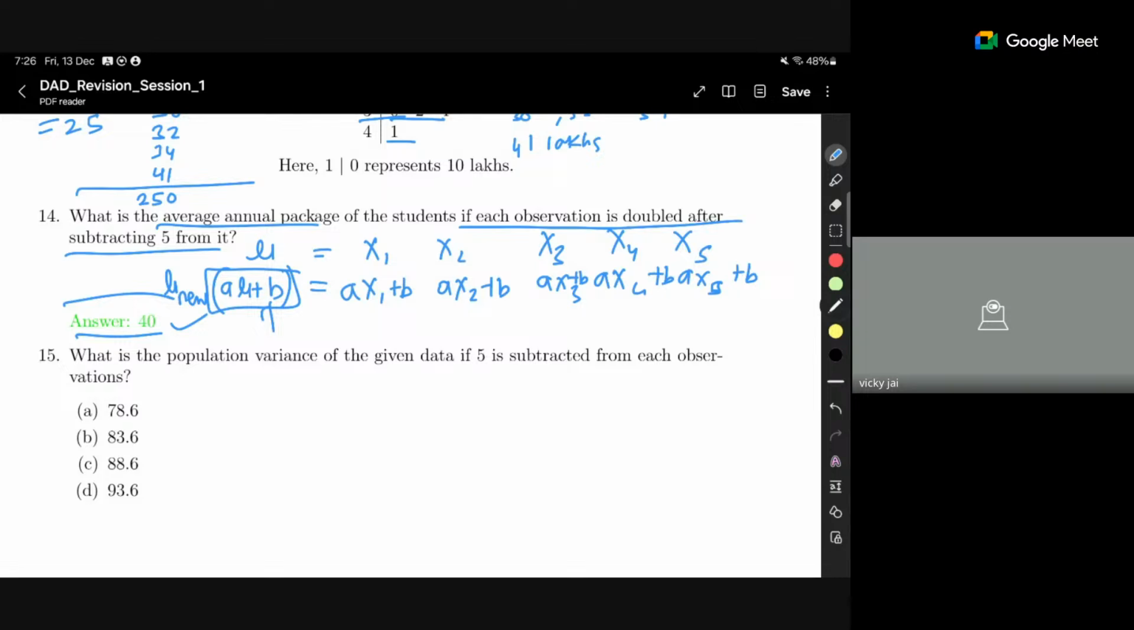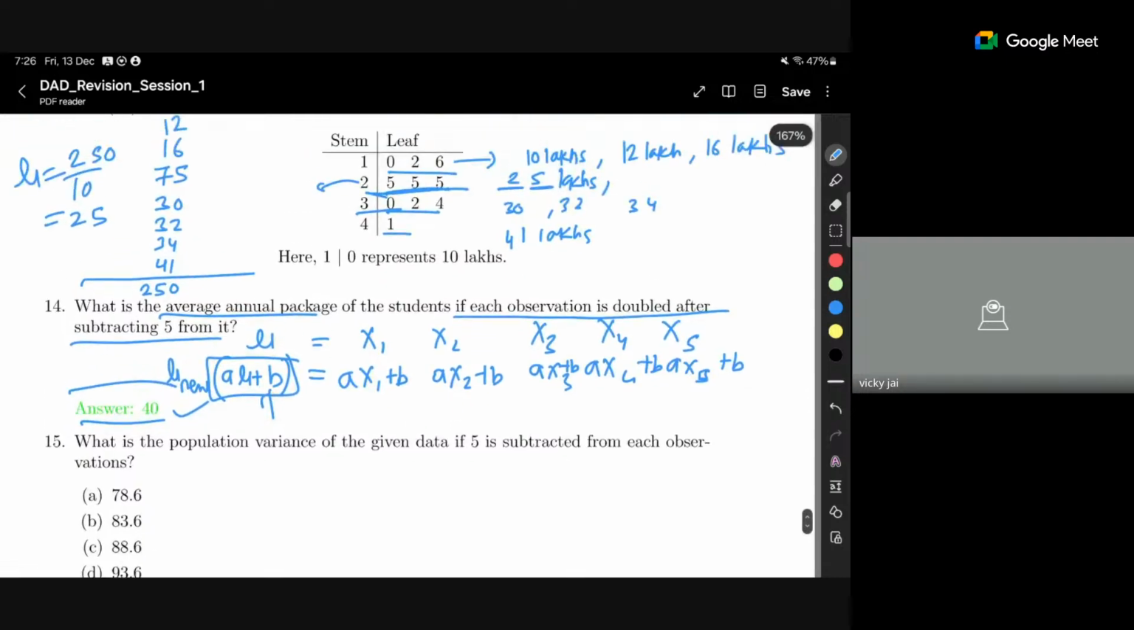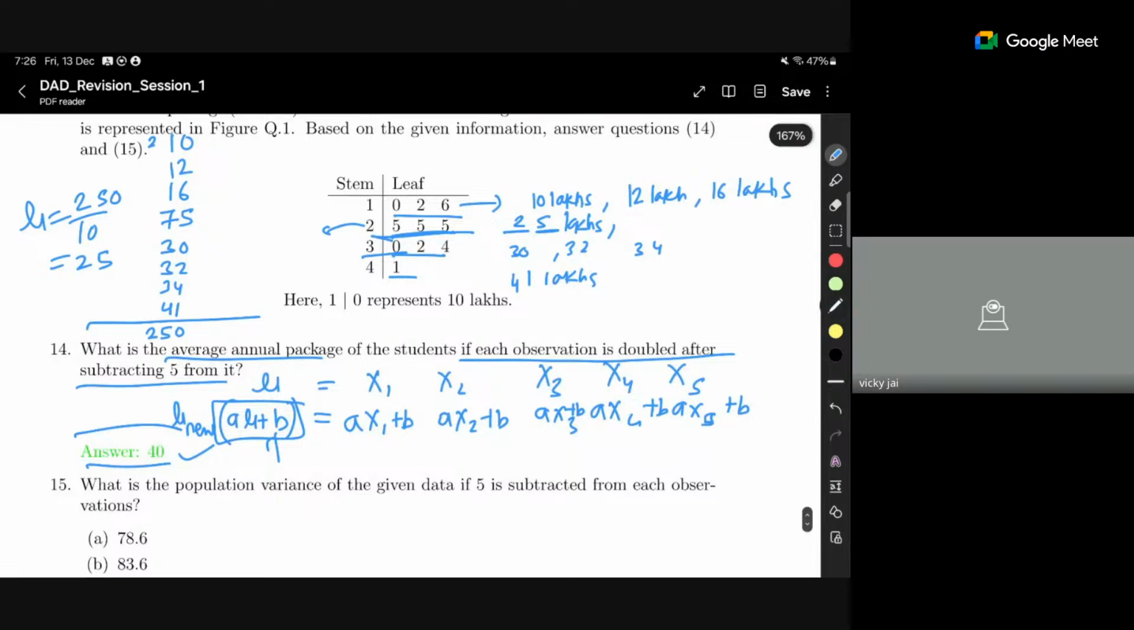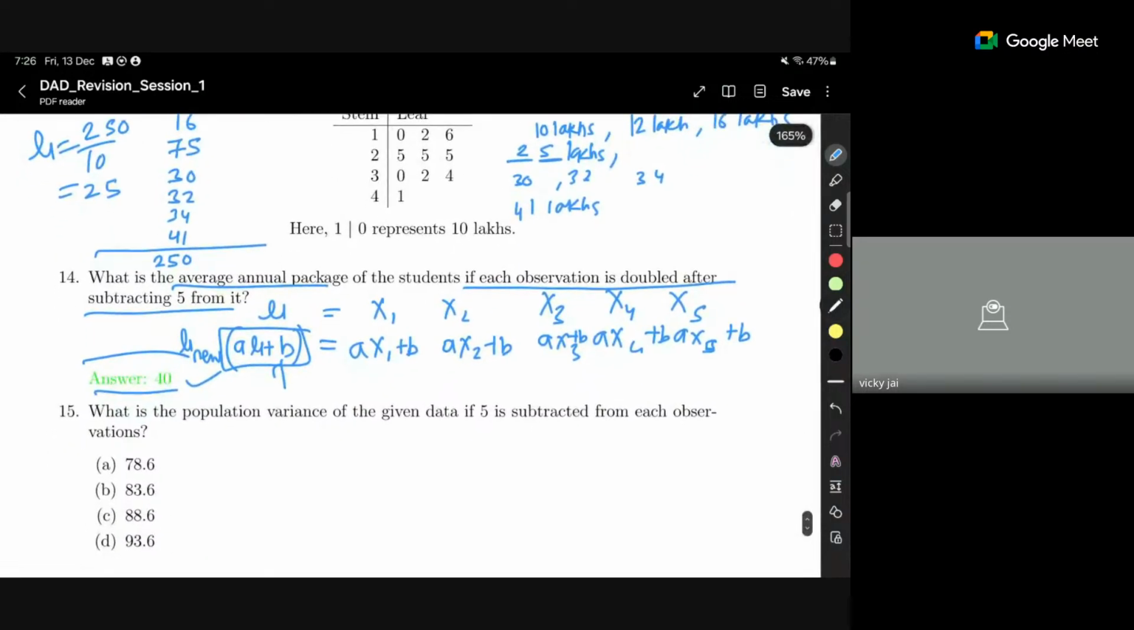Next question. What is the population variance of given data if 5 is subtracted from each observation? So they are talking about this data, not the altered one. This data is there. What is the population variance? So how will you do the population variance? We know that the mean is 225. Sorry, we already found this. Now I want to find the population variance of it.